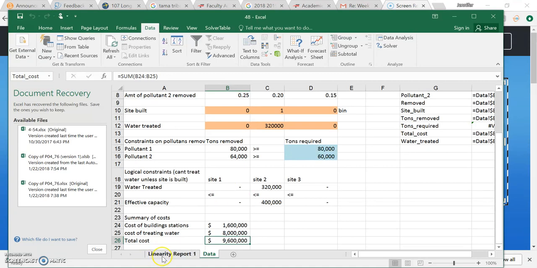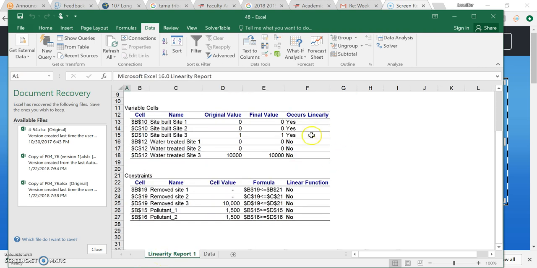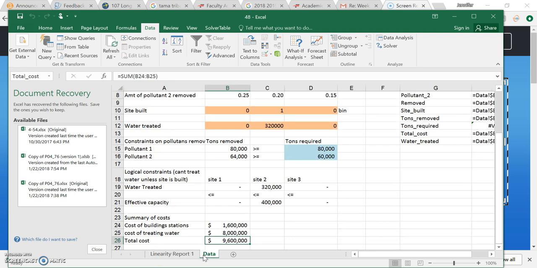Anytime you run into those linearity issues, again, run the linearity report so you can see what specific cells you're having issues with. For anybody else who's looking at this, I want to go over how to do this effective capacity. He nailed it. The student that did this absolutely nailed this formula. He did a fantastic job. And let me explain to the rest of you what he did and why.